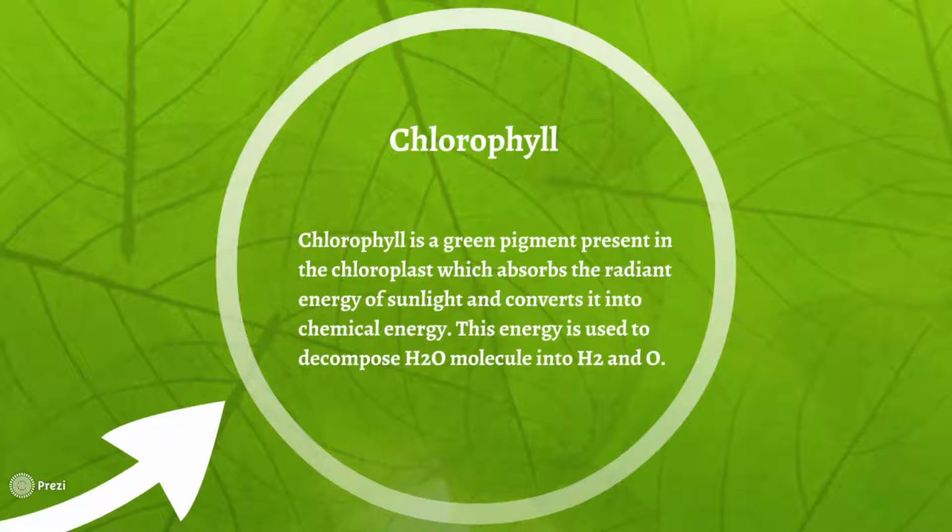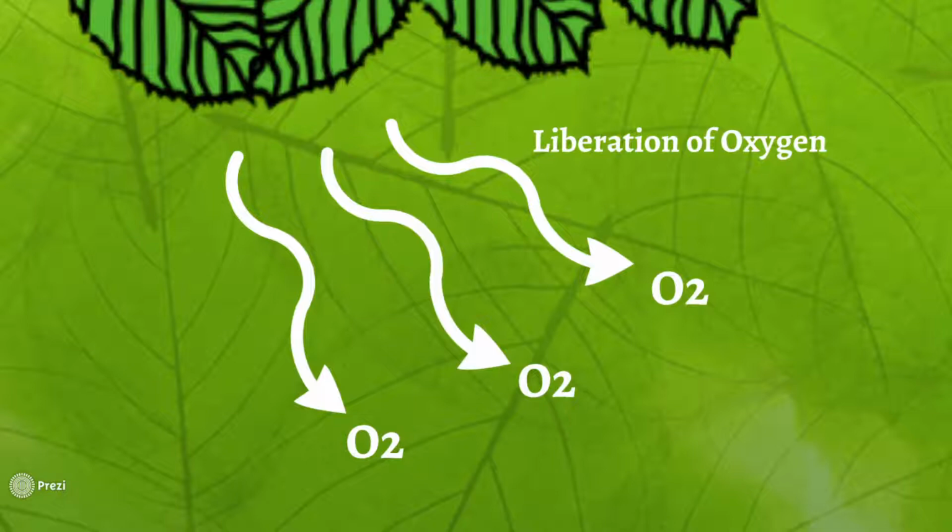So after taking all of these raw materials and completing photosynthesis, there is a byproduct formed which is liberated through the leaves again. This byproduct is oxygen gas, which is useful for all the aerobic animals which require oxygen for respiration. We'll be talking about respiration in the next session.